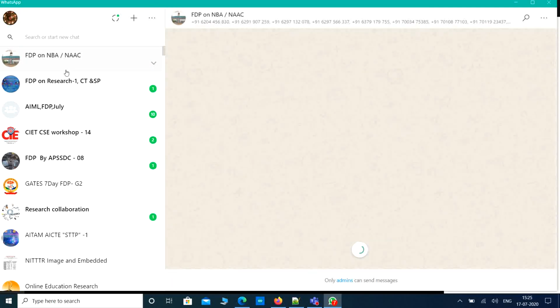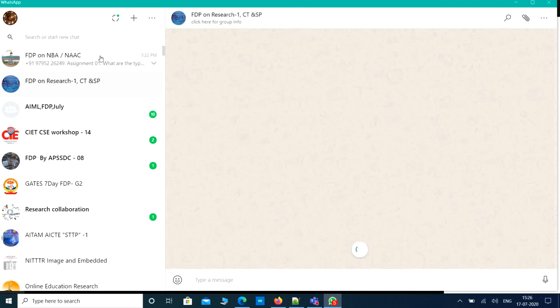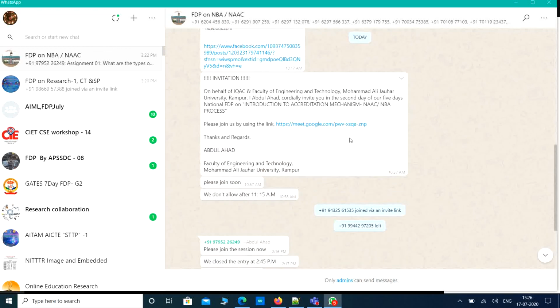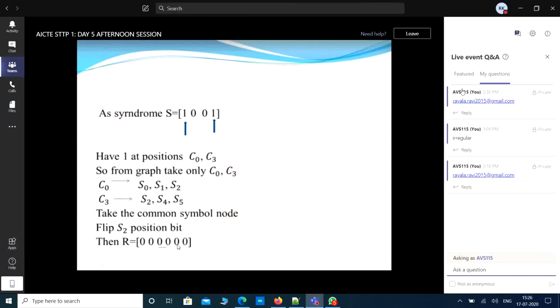Suppose there are 2 common symbol nodes, 2 positions with errors. So the capability of this Tanner graph is not only single bit correction. More than 1 bit correction capability is there in this Tanner graph. So the common symbol node is S2. From the received code word 110001000, the S2 position is the position in error.